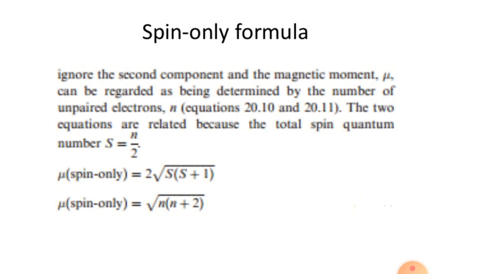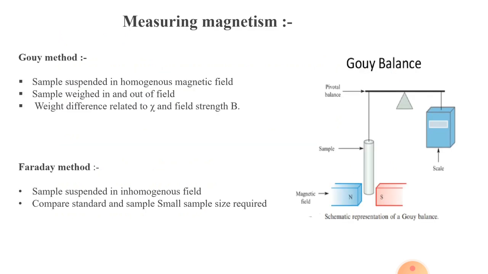To calculate the magnetic moment, the formula for the spin magnetic moment is the square root of 2S plus 1, and the spin magnetic moment of a coordination compound can be calculated by using the formula square root of n into n plus 2, where n is the number of unpaired electrons. To calculate the magnetic behavior of the coordination compound, there are two methods to measure the magnetism: the Gouy method and the Faraday method. In the Gouy method, the sample is suspended in a homogeneous magnetic field.